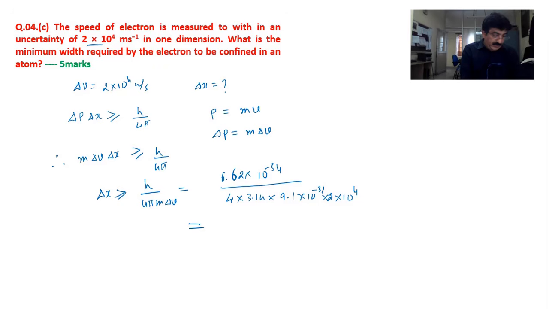This is my denominator. Then I take the reciprocal of this, multiply by 6.625 or 6.62 to the power of minus 34. I get 2.898. So delta x comes out to 2.898 into 10 to the power of minus 9 meter, or 2.898 nanometer. This is the delta x value. I hope you are following.